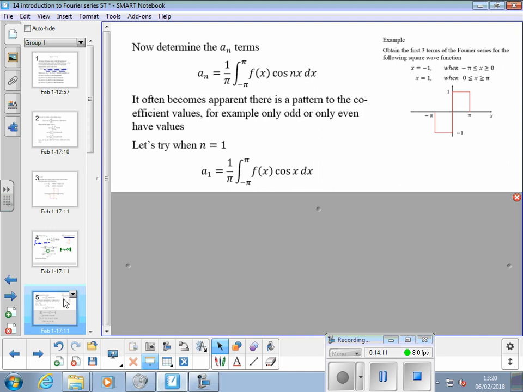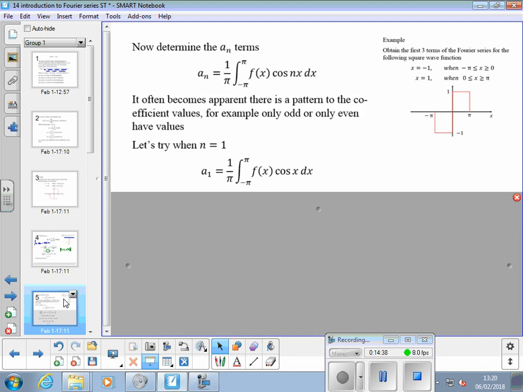Right, anyway, next page. We're going to have a look now at determining the AN terms, so the terms in front of the cosines, if there are any. I should point out there's not always an A0 term. Some functions there aren't any cosine terms. Some functions there aren't any sine terms. Some functions there's both. Okay?